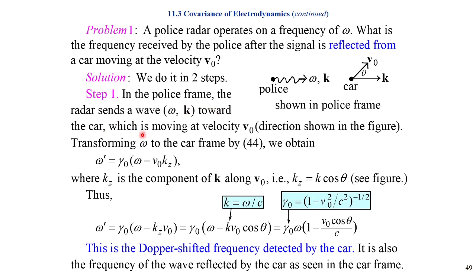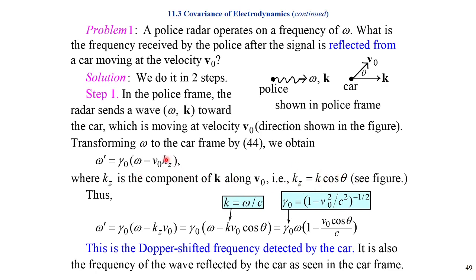In the police frame, the radar sends a wave with frequency omega and wave number k toward the car, which is moving at velocity v0. Directions are shown in the figure. We can transform omega to the car frame first using these equations. So omega prime, as detected from the car, equals gamma 0 times (omega minus v0 kz). Here kz is the component of k, so kz equals k cosine theta.